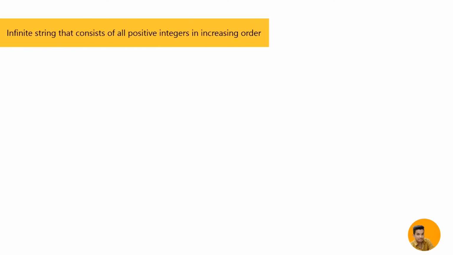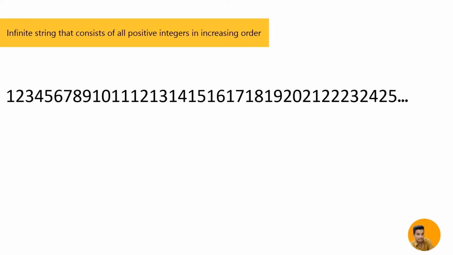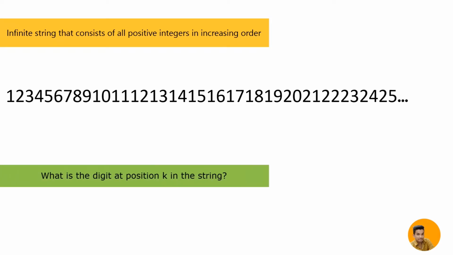Okay, so we will be given an infinite string that consists of all positive integers in increasing order. That means this is an infinite string that consists of all positive integers in increasing order: 1, 2, 3, 4, 5, 6, 7, 8, 9, 10, 11, 12, 13, 14 and so on. Then we need to find what is the digit at position k in the string. So this k would be given and we need to find what is the digit present at that position.